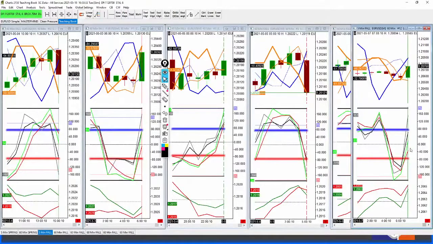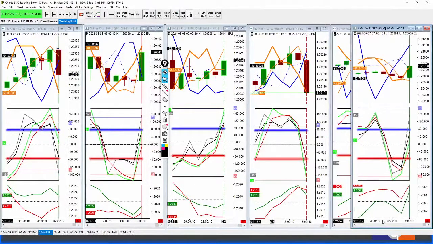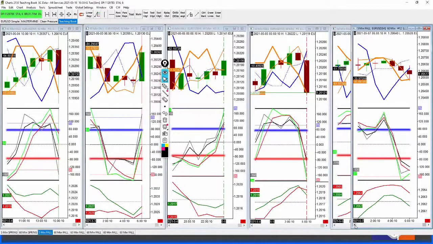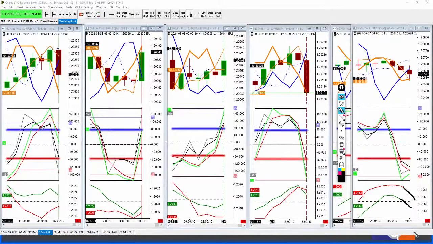So right here we've got another scenario, where we have that abrupt change again. So we've kind of got a hydra going on here. Green is down, red is down. They're side by side. There's no convergence. They're just kind of running parallel, right?